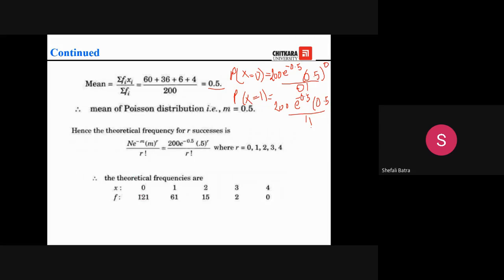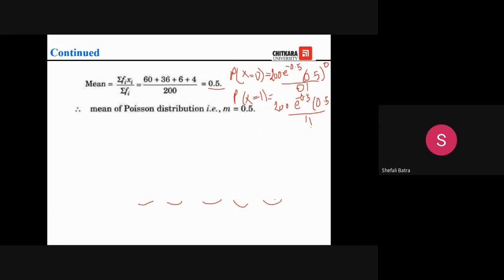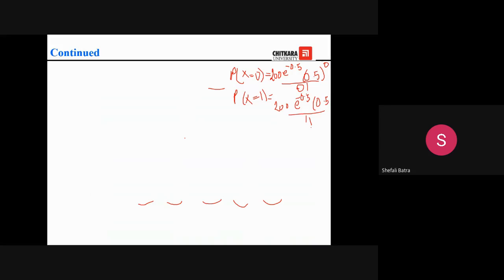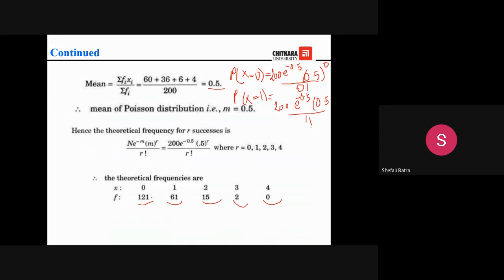So this is your theoretical frequency: 121, 61, 15, 2 and 0. Right? And this was your experimental frequency: 122, 60, 15, 2 and 1. So there is only a difference of 1, 1. So you can say that this Poisson distribution is suitable for the given data.